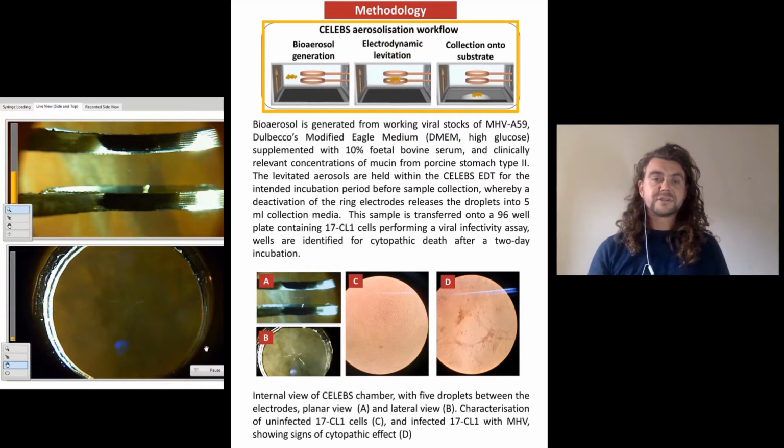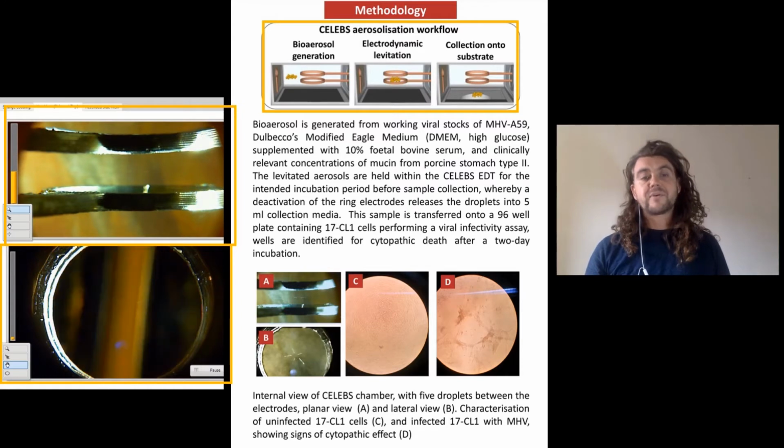the electrodes. So with this lateral view, we can see we've got 5 droplets caught in the trap, and that's how we enumerate. And with this planar view, we can make sure of efficient capture, make sure no droplets are flying away. This is a virus, so we need an infectivity assay.